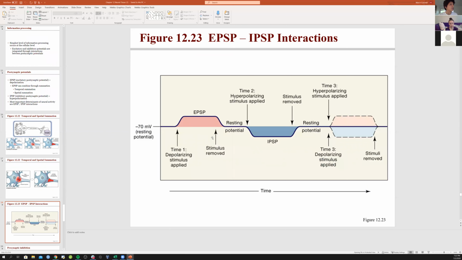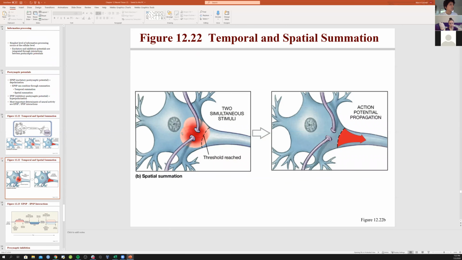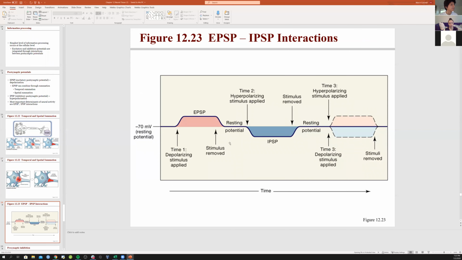Spatial summation is just like whenever you have two of them firing next to each other, so each one is creating a local change in electric potential. So each one is making this postsynaptic neuron more positive, but if both of them are doing it at the same time in the same space, then this positive is going to become way more positive than if they were doing it alone.